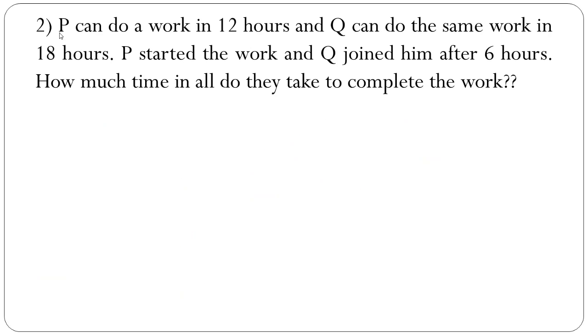Now let's look at this sum. P can do a work in 12 hours and Q can do the same work in 18 hours. P started the work and Q joined him after 6 hours. How much time in all do they take to complete the work? Now in this sum, can you use that shortcut which is AB upon A plus B? No, you cannot, because of the slight variation in the question.